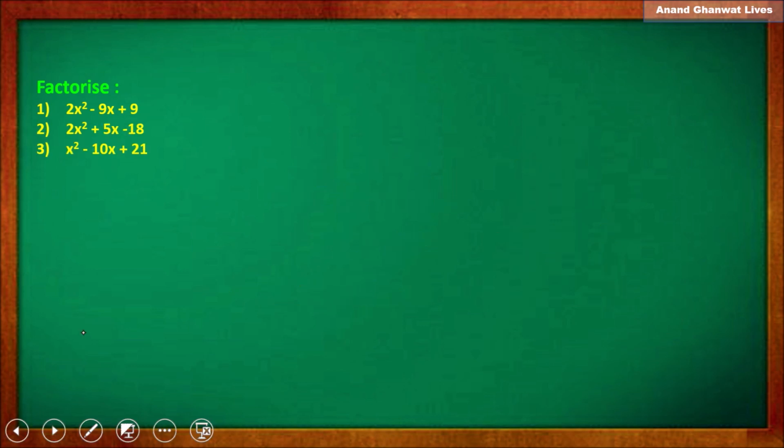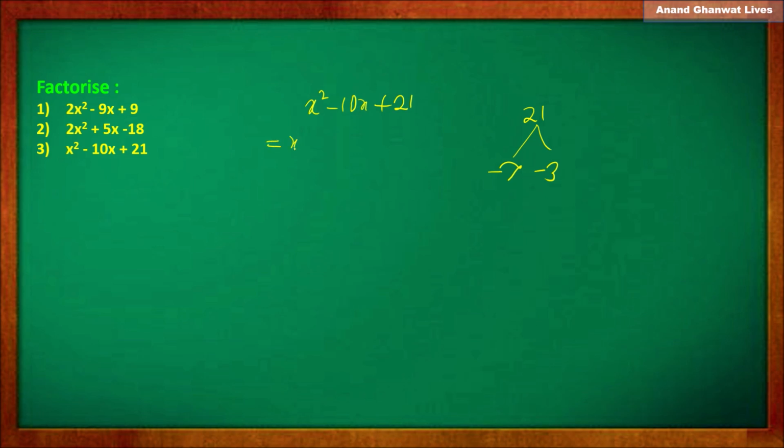X square minus 10x plus 21. Now third term, that is constant term, is 21, and we have to find factors of 21 such a way that its addition will be negative 10. So it is 7 and 3, and we shall give negative sign to both the factors. So it is equal to x square minus 7x minus 3x and plus 21.